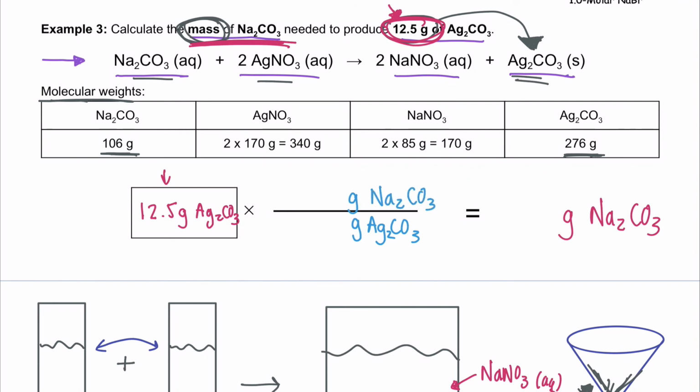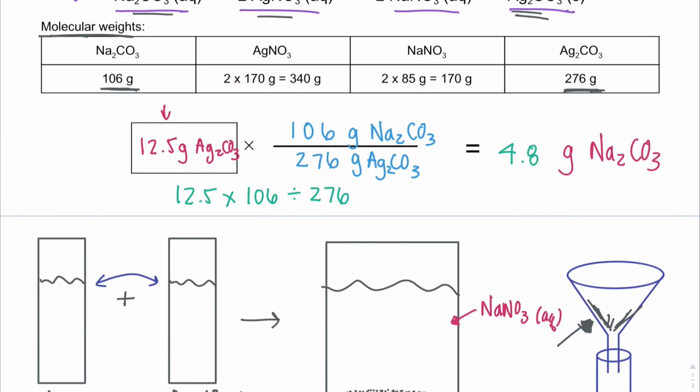And so now we use our molecular masses as our conversion factor. 106, 276. And then we do the math. 12.5 times 106 divided by 276. And that will get us 4.80 grams of sodium carbonate.